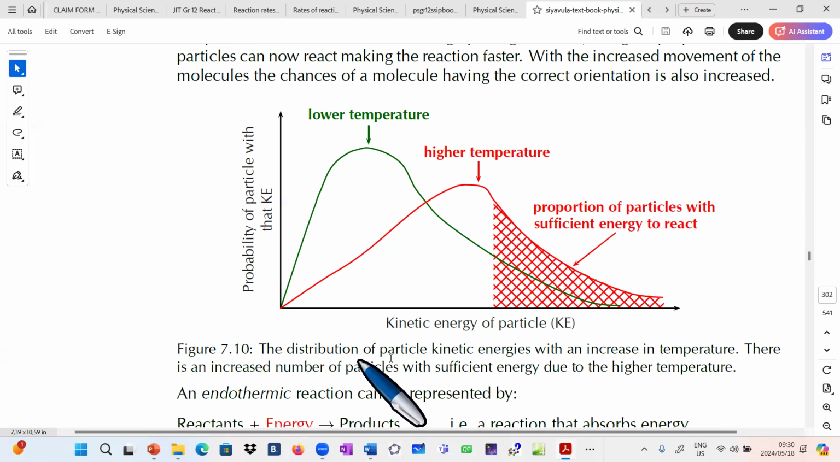The distribution of particle kinetic energies with increase in temperature. When temperature is increased, there's an increased number of particles with sufficient kinetic energy due to higher temperature.